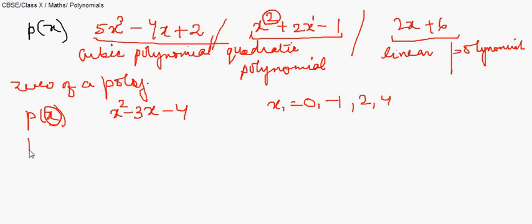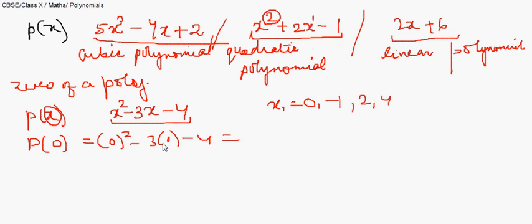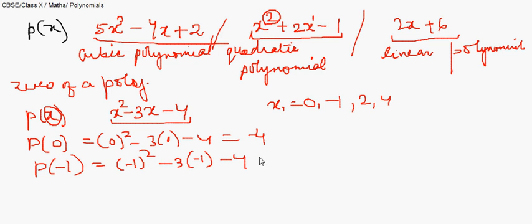Now I'll replace x with 0 in the first go. What value does my polynomial give? It is 0 squared minus 3 into 0 minus 4. I'm simply replacing x with 0 first. That gives 0 minus 0 minus 4, so it is minus 4. If I replace it with minus 1, I get minus 1 squared minus 3 into minus 1 minus 4. Minus 1's whole square is 1, so this is plus 3 minus 4, that is 0.